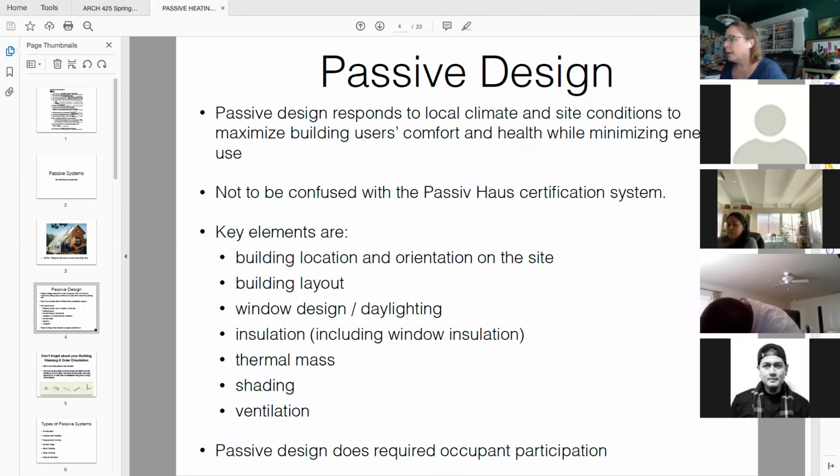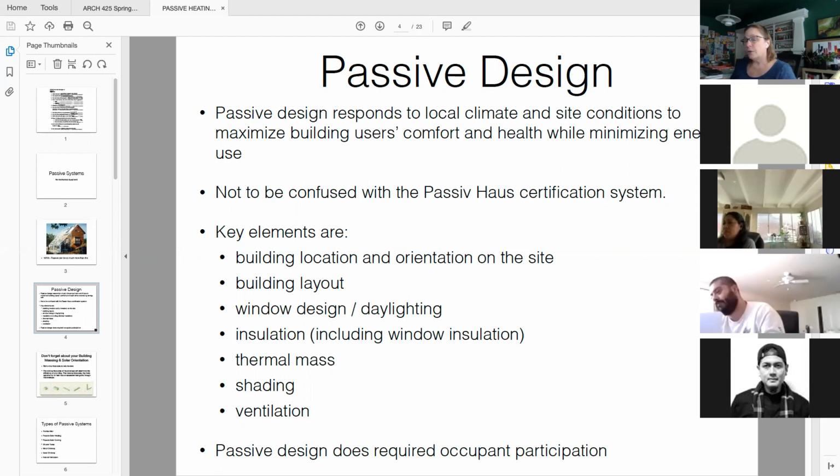So there's a bunch of parts of the building that are the key elements for passive design. You have your location, that's where you're located, your latitude, your altitude, your orientation, that is how you're oriented to the sun, your building layout, your window design, daylighting strategies, what your insulation value is for your walls, and also your windows. And we'll talk about windows in a few minutes.